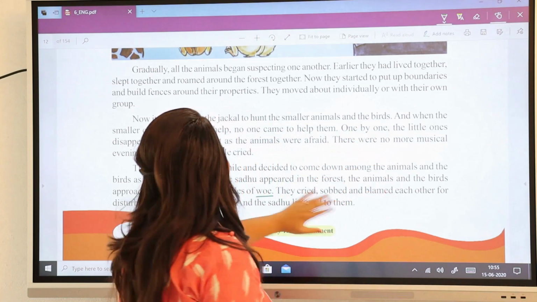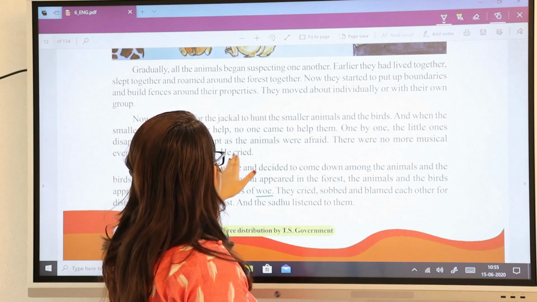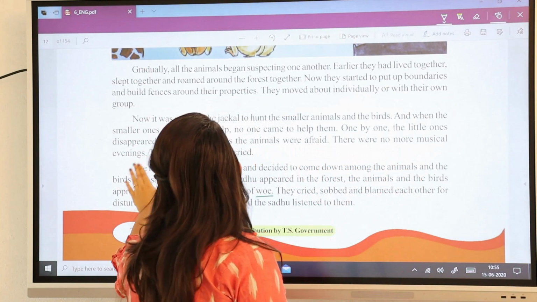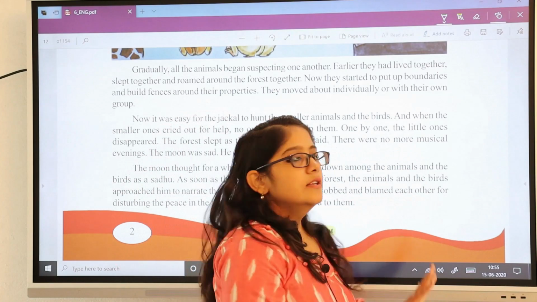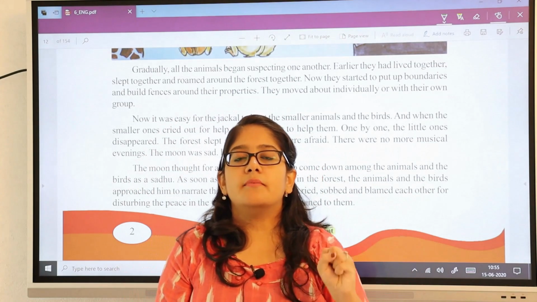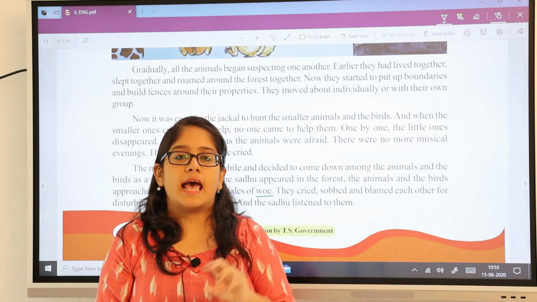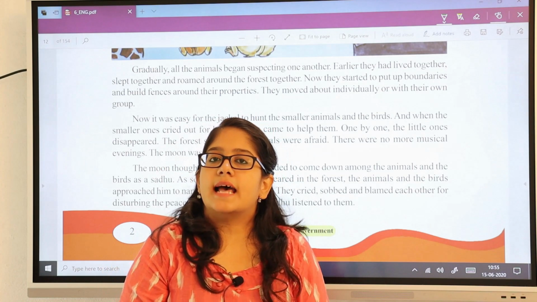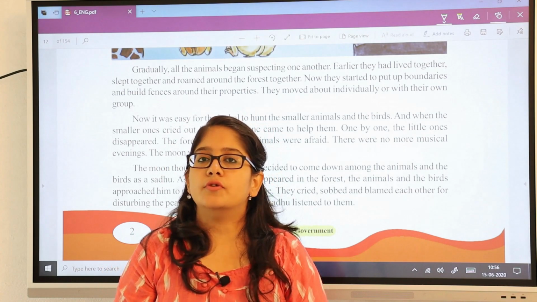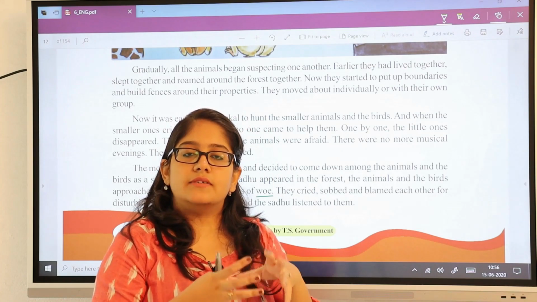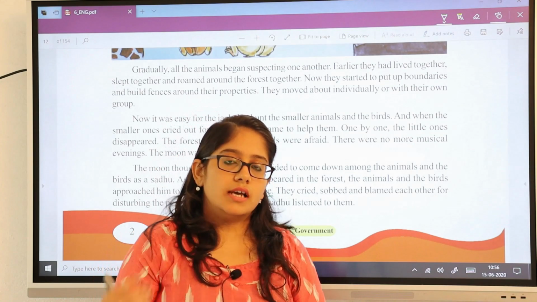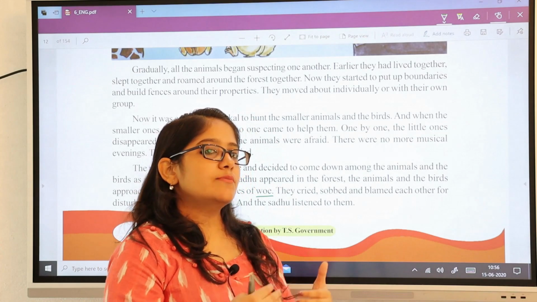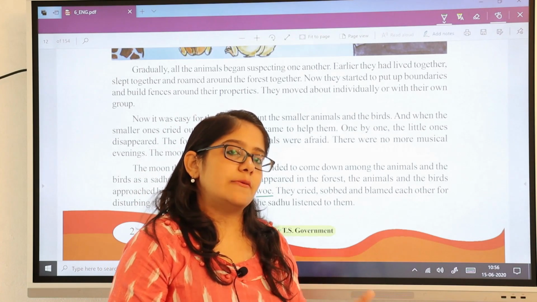One by one, the little ones disappeared. The forest slept as the animals were afraid. There were no more musical evenings. The moon was sad, he cried. So what happened now? One by one, all the little animals started to disappear. Why did this happen? Because they were weak enough to be killed. It was very easy for the jackal to kill them. So he killed them one by one, and all the smaller animals began to disappear.